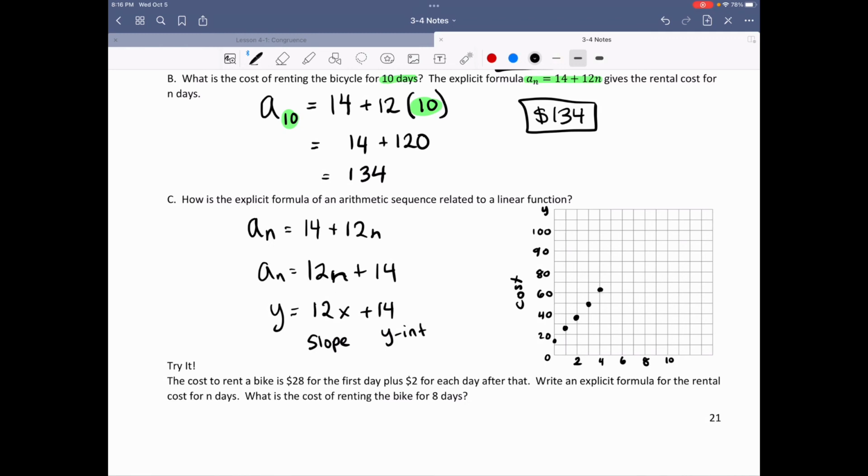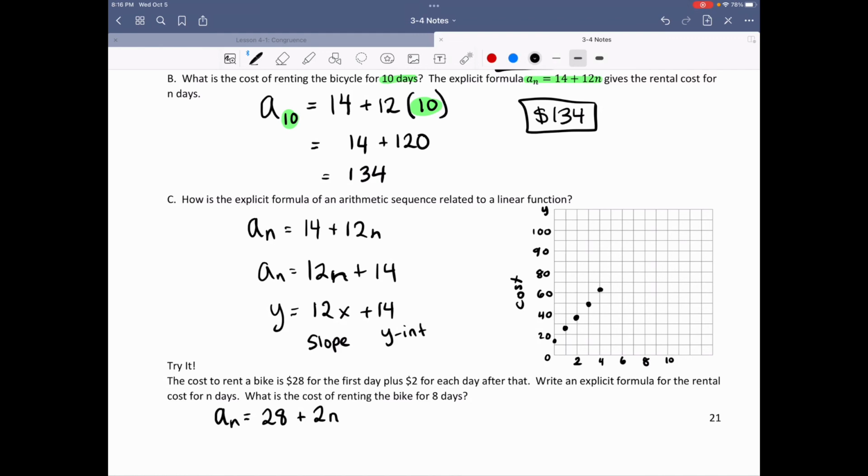For this other bicycle company, A sub n is equal to $28, because that's the first day, plus $2 for each day after that. So what's changing is the days. It's $2 every day after.